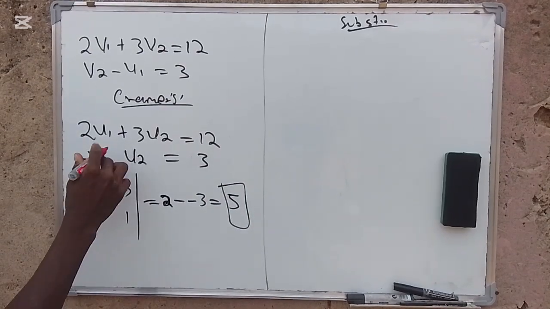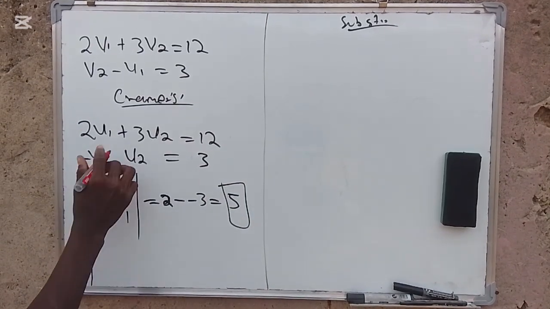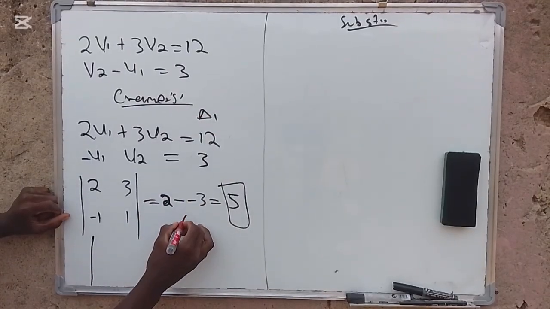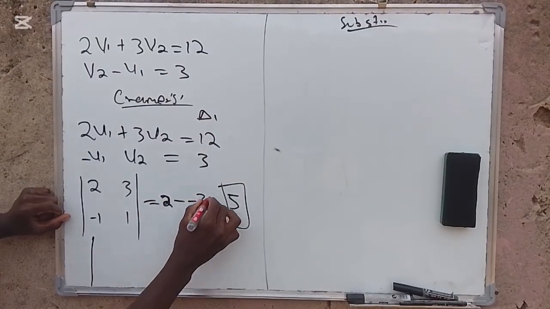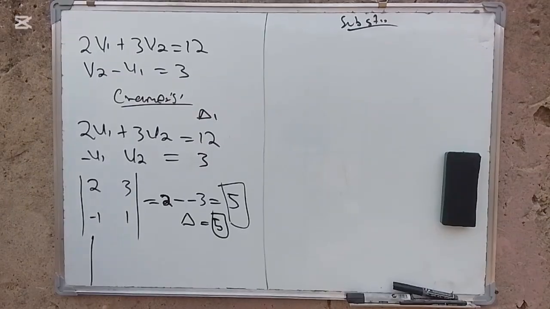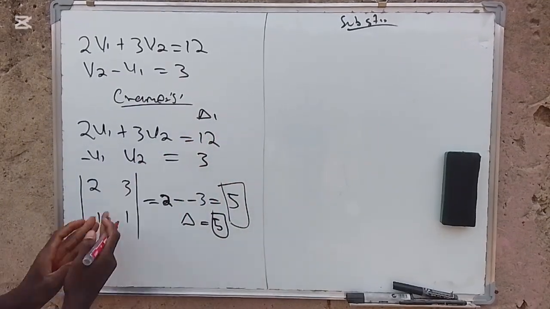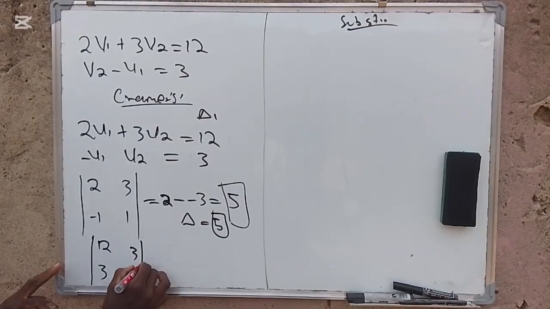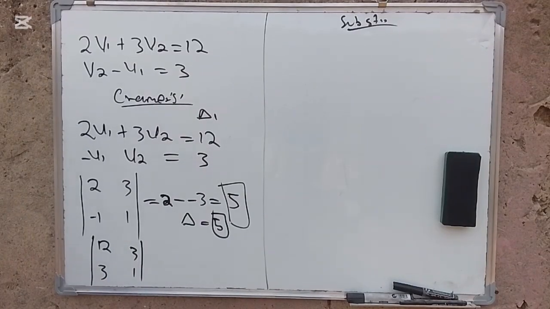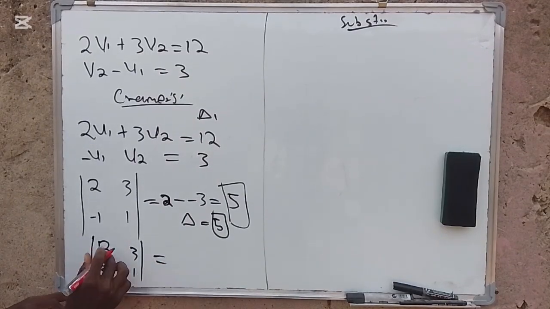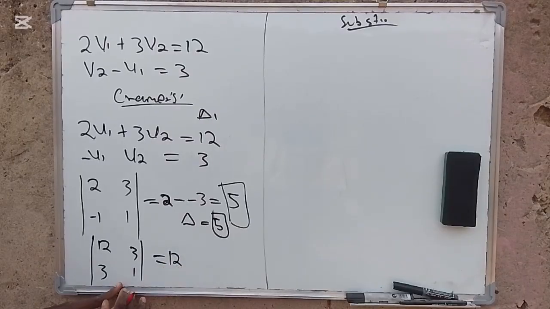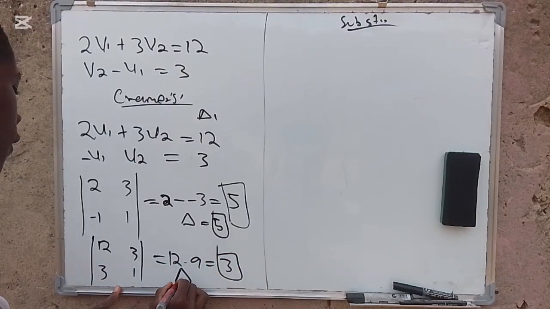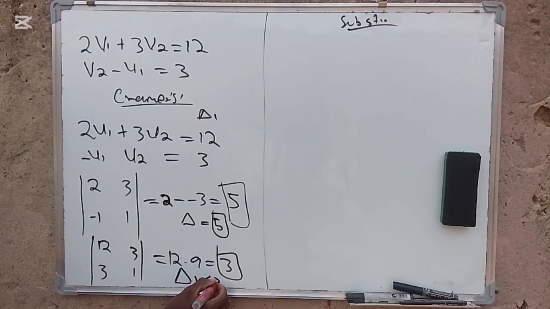Now I have to find the value of delta 1. Delta is the determinant, which is 5. For delta 1, I pick out the output and put it in the first column. Here I have 12 and 3, then 3 and 1. So I multiply 12 by 1, which gives 12, and then 3 times 3, which is 9, which gives 3. So delta 1 is equal to 3.